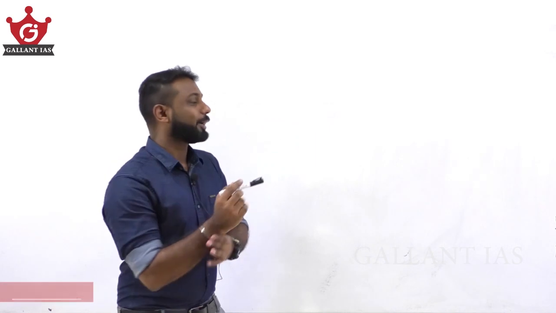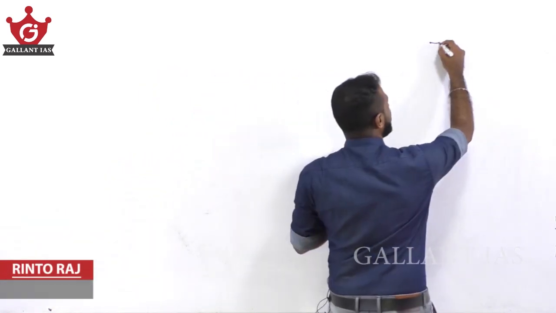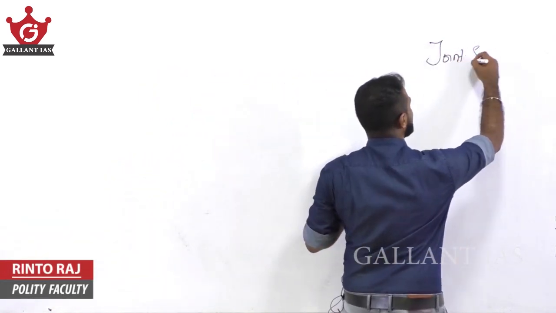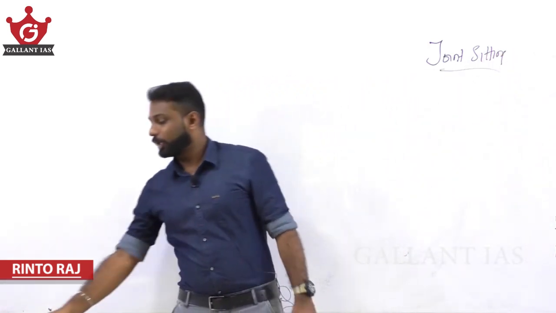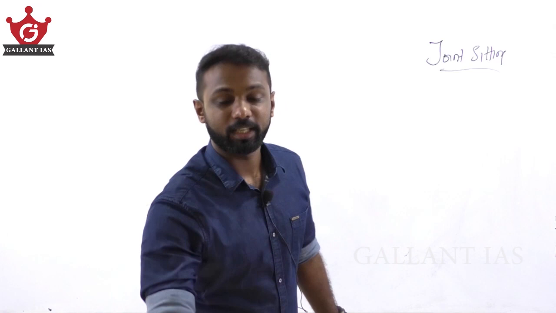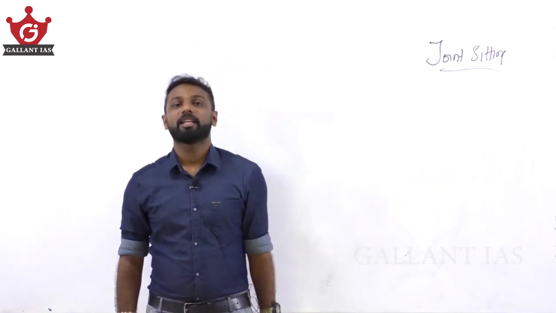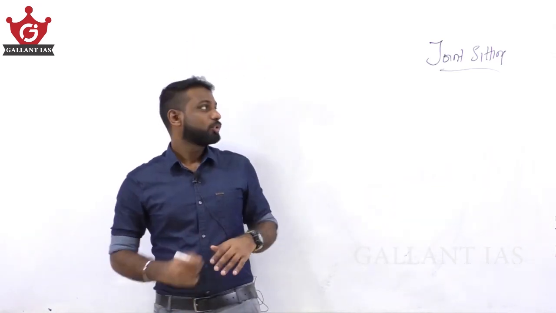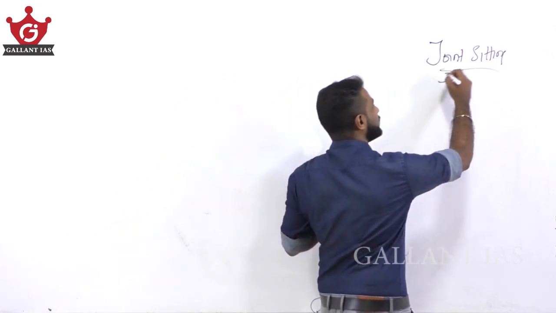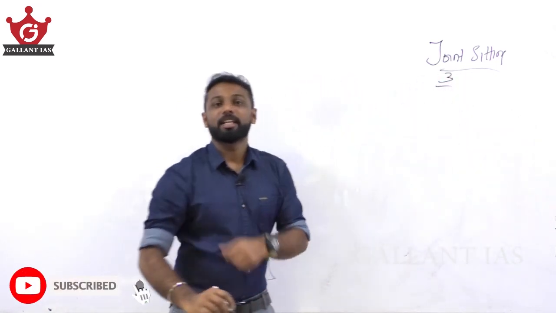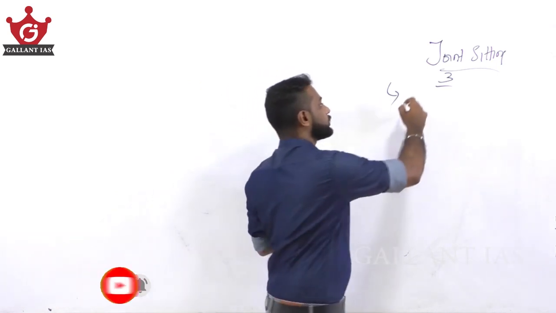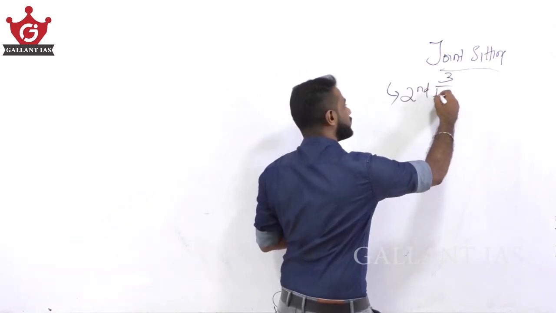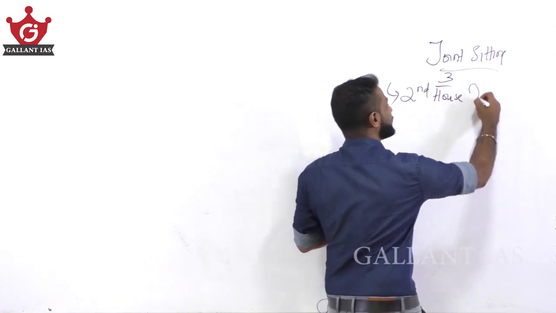And now we are going to learn about the provisions regarding joint sitting of Parliament. As I said earlier, when there is a deadlock between both the houses regarding the passage of the bill, the President can call for a joint sitting. There are three conditions under which a deadlock arises. One is the second house rejects the bill.